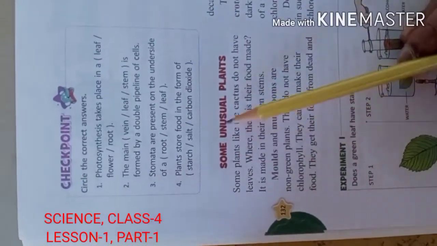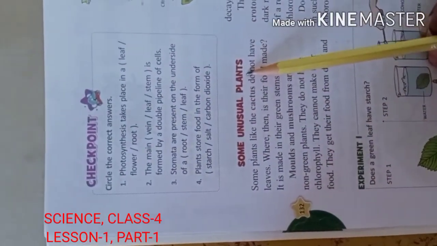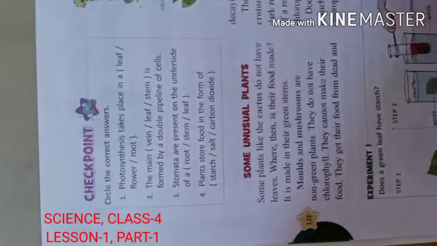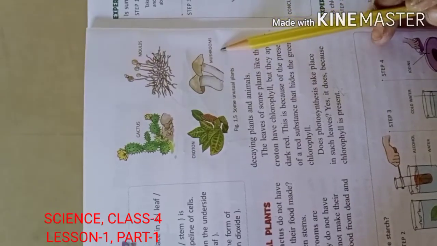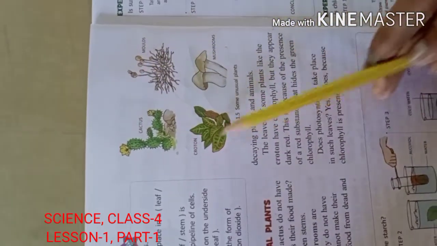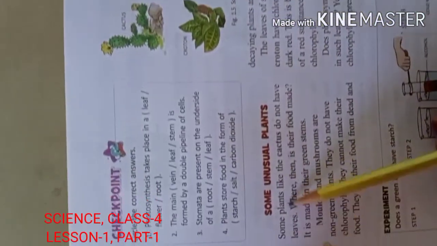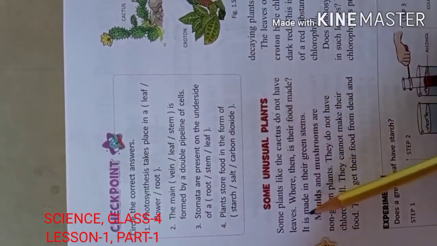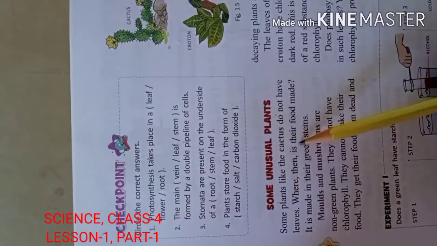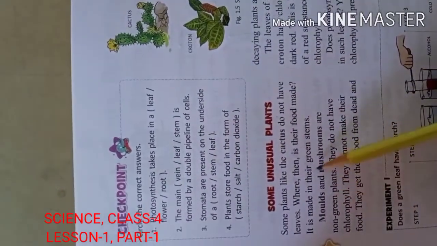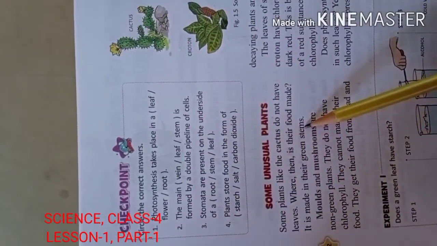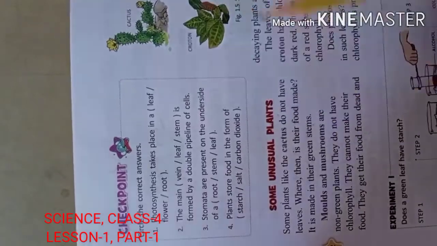And the next subtopic is some unusual plants. Unusual plants are cactus, croton, moulds and mushrooms. These are the unusual plants that we can't see regularly. Some plants like the cactus do not have leaves. Where then is food made? It is made in the green stems. So in their green stems they are making their food.